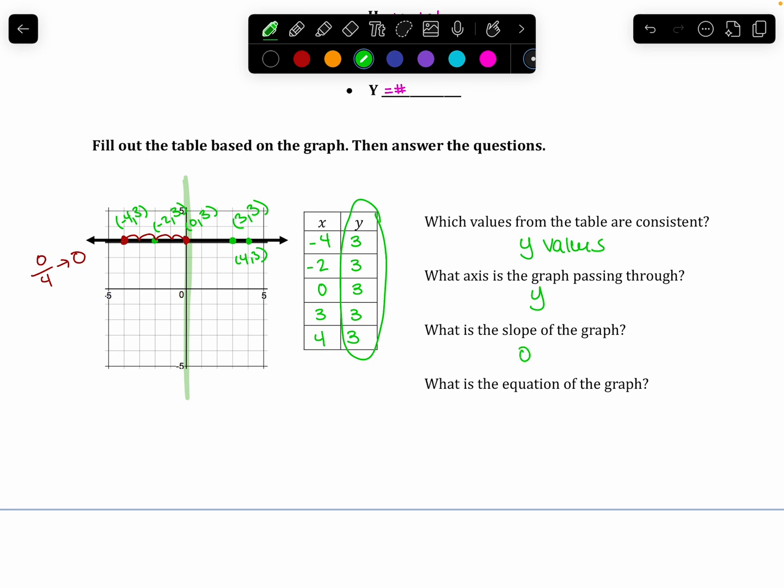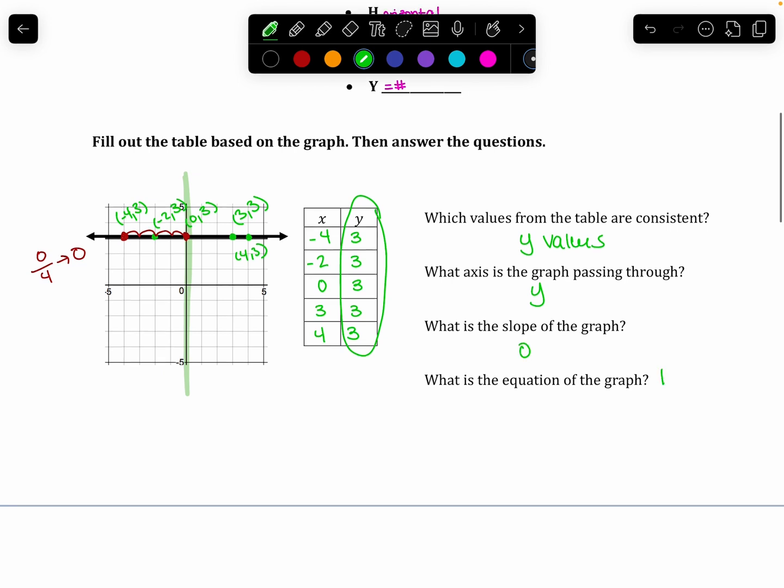And it says, what is the equation of the graph? Because this is a horizontal line, we think of this as HOI. And the y is what our equation is going to equal. You can also look at the fact that all of your y's are consistent, and the equation of this graph will be y equals 3.